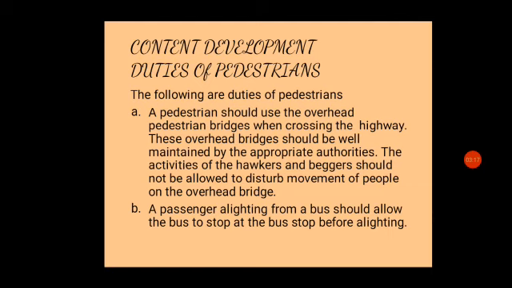When they find out that the bridges are about to collapse, the government should see what they can do to maintain the bridge so that it won't cause accidents or collapse. Two, a passenger alighting from a bus should allow the bus to stop at the bus stop before alighting.